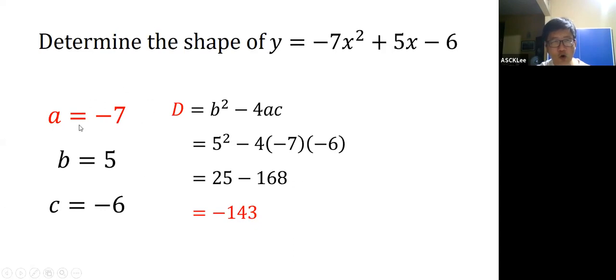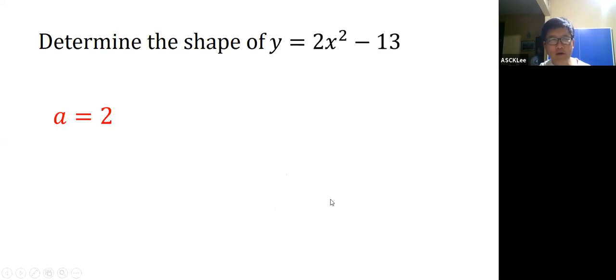This means that it opens downwards. This means that it missed the x-axis. So the curve looks like this. Again, just by A and your discriminant, you can see that the shape of your curve comes out immediately. Beautiful, beautiful.